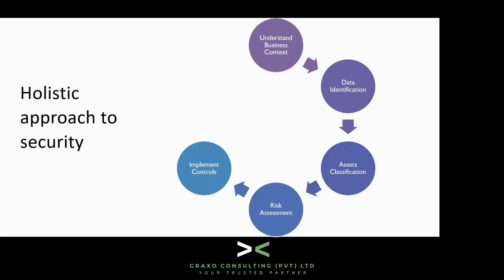So how can you verify that the controls are actually implemented as desired? Your core understanding will come from the data identification, asset classification, and the risk assessment. So the better risks you identify, the better you can identify what controls should be implemented and how they should be implemented.